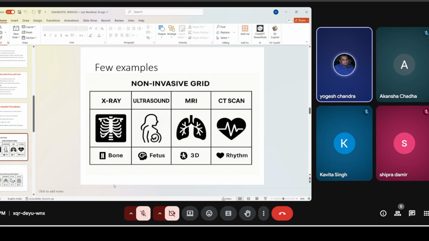MRI is even higher than the CT scan. They provide information about the surrounding tissue, and they also provide images of the various vascular supplies. Means they give a picture of the arteries, veins, and all that. So these are the implications of MRI, ultrasound, or something like that.